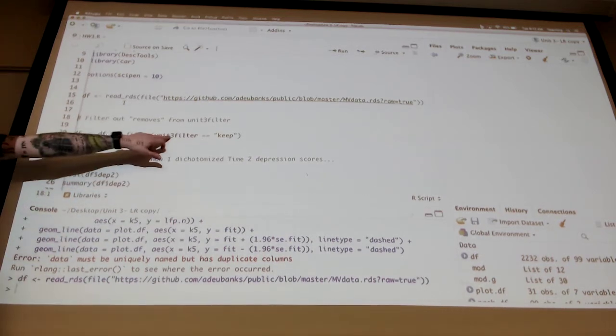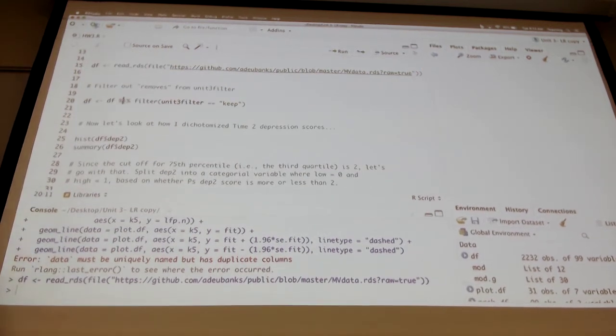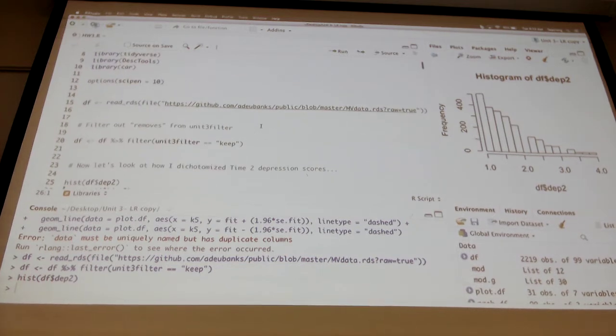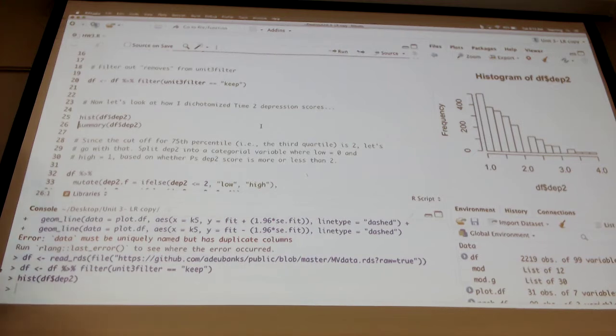So I added a unit 3 filter to the data set. We'll go ahead and filter out people who aren't there. And I also added this dep2n and dep2f. I'm getting an error saying that unit 3 filter not found when I run that line. Did you add XX to the? I did. Yeah, no, don't. XX is unit 2's data.